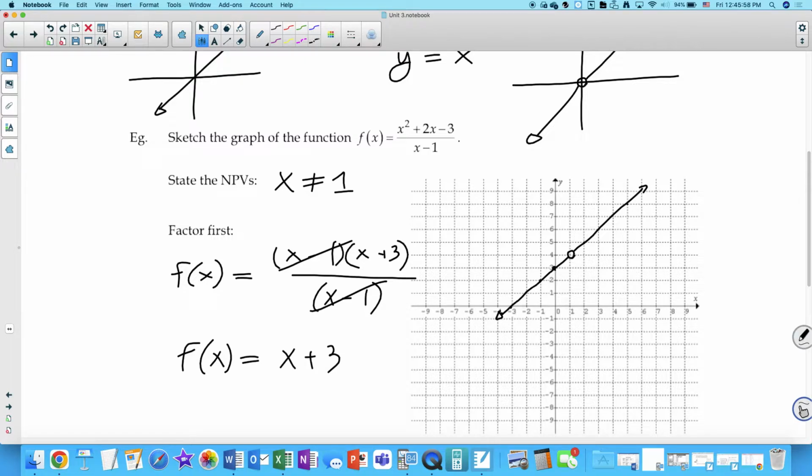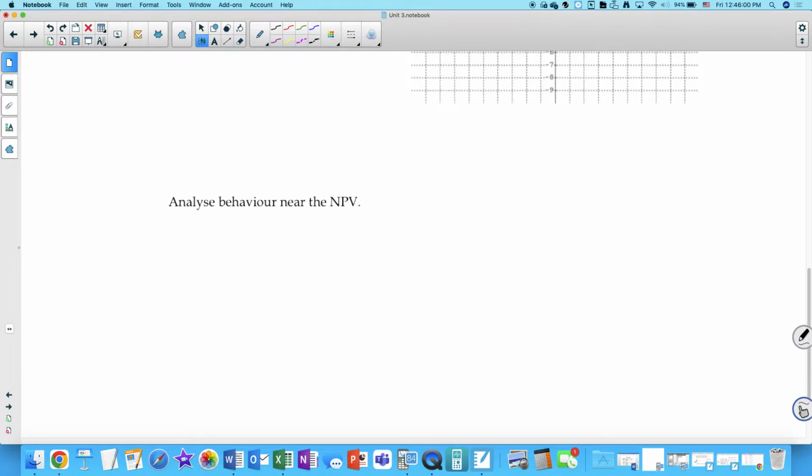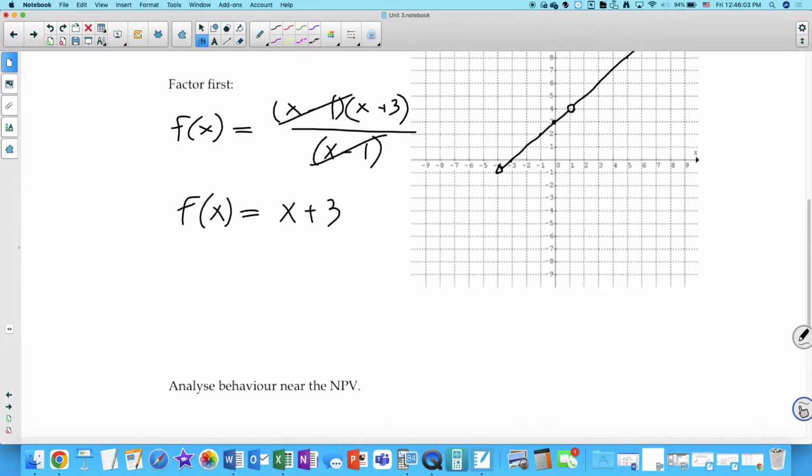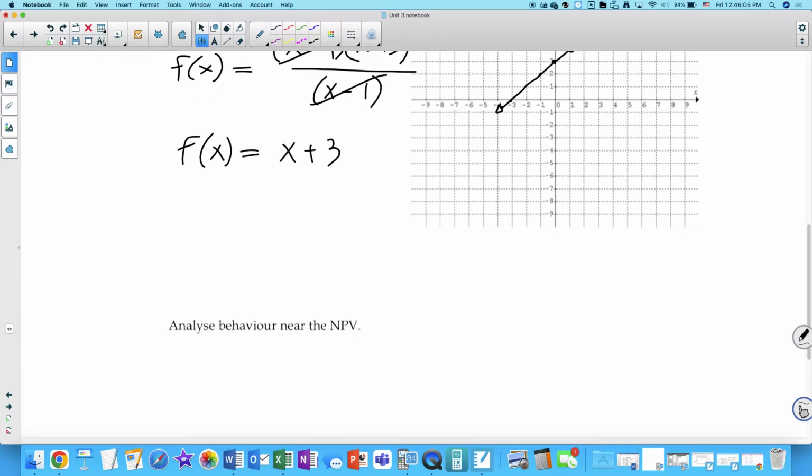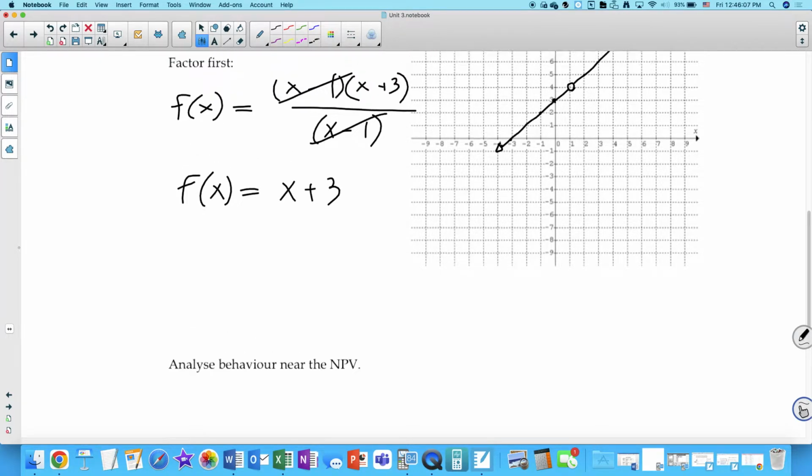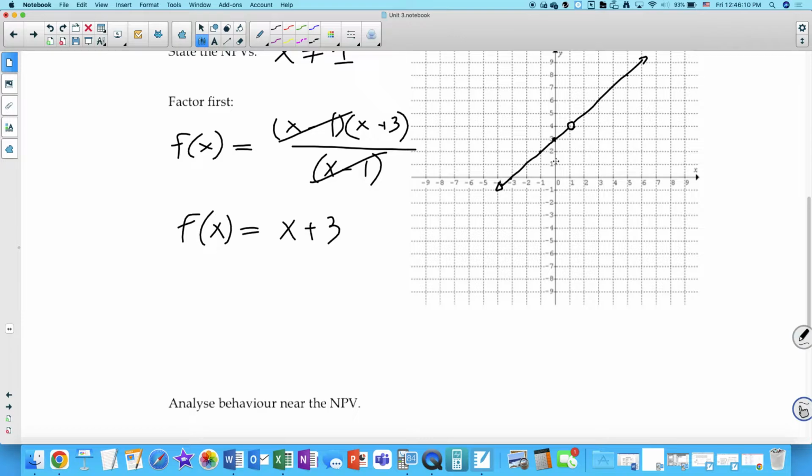Okay? All right. So in terms of analyzing the behavior near the non-permissible value, let's talk about this. As x approaches 1 from the left and the right, what does y approach? If you get really, really close to 1 on this side, what is the y value getting closer to? 4. What about from this side? It's also 4. Yes.